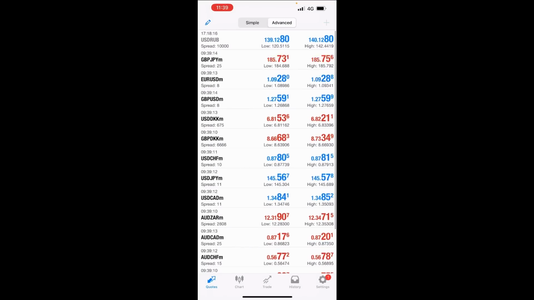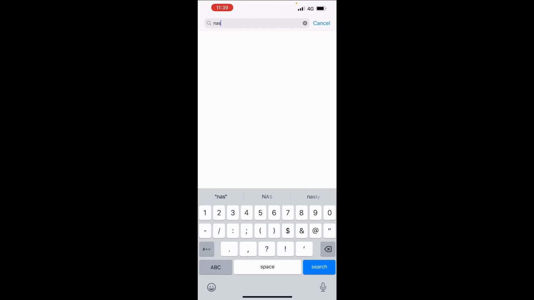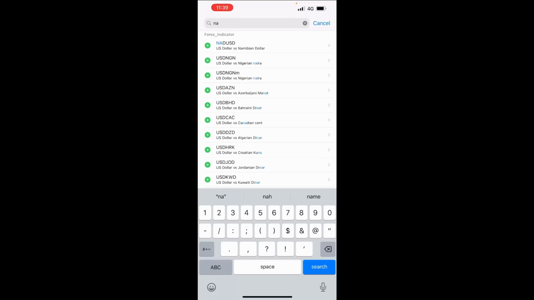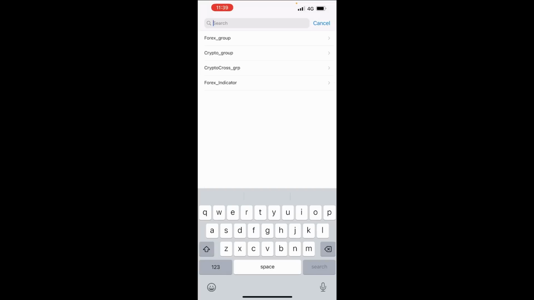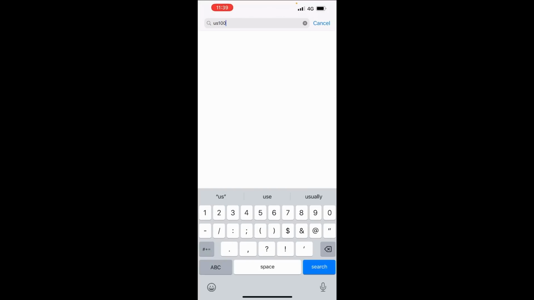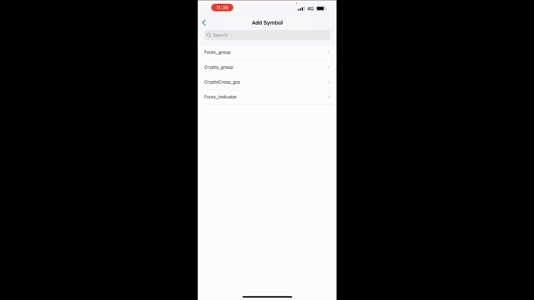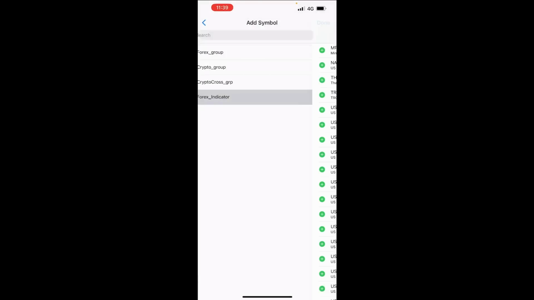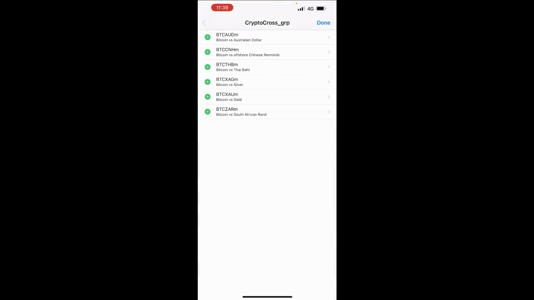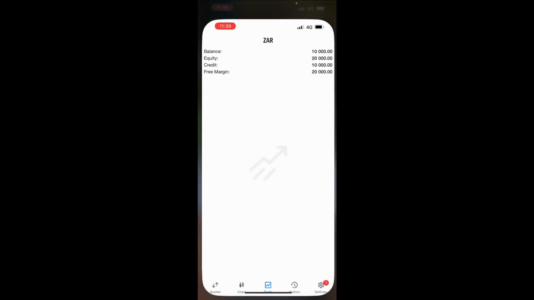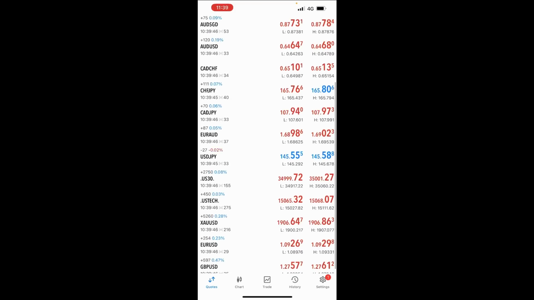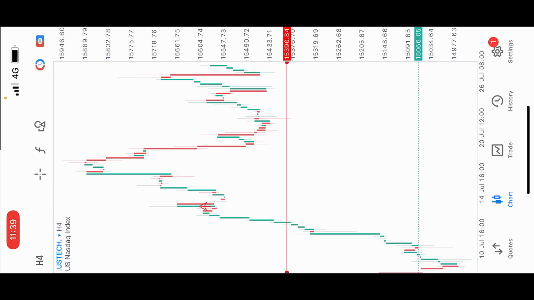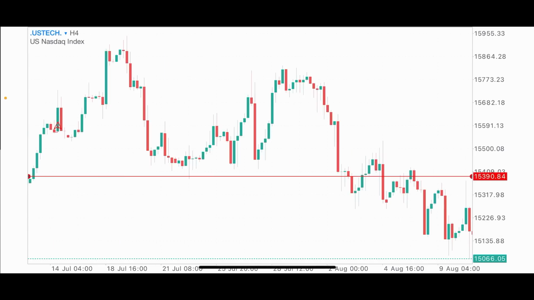So let me just show you NAS 100. US 100, I don't know how they name it in this broker. Okay, I didn't pick it up, then it's fine. It's not in this book. So let me just go to MetaTrader 5 and try to look for it, it's called US Tech. So here it is on this other broker I'm using.